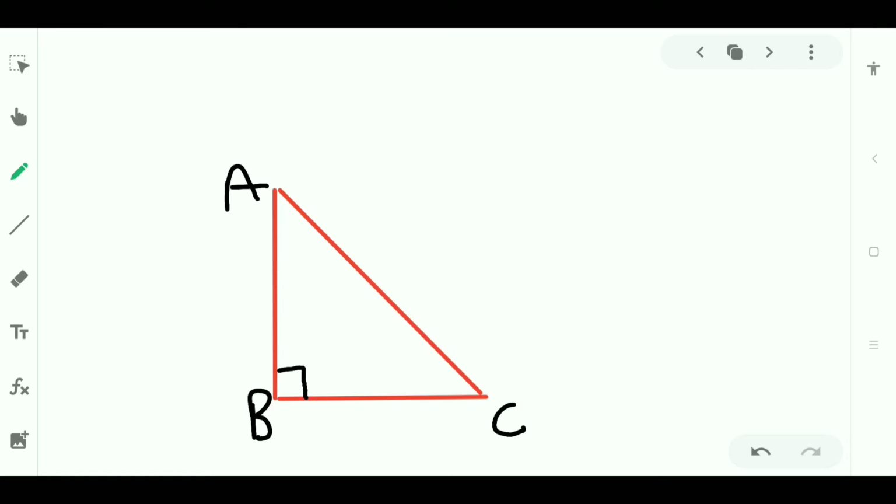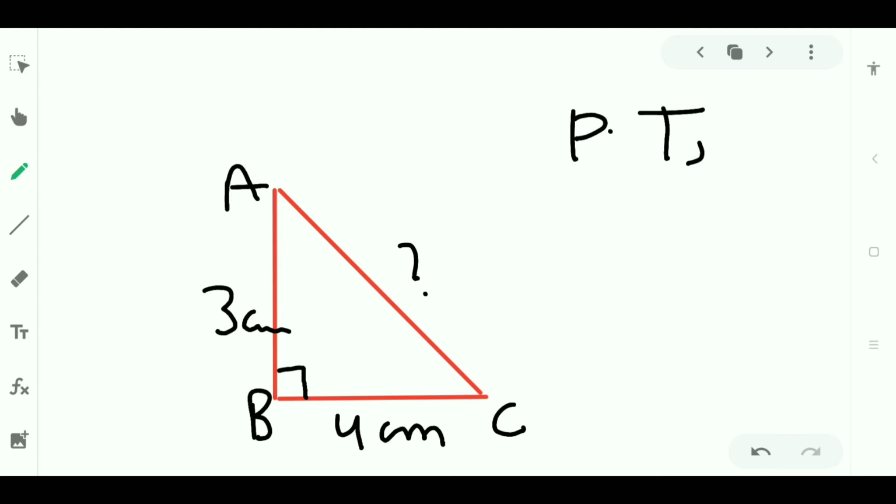Suppose AB is 3 centimeter, BC is 4 centimeter, and if we want to find AC, we can find it easily by applying the Pythagoras theorem. The Pythagoras theorem is nothing but hypotenuse square. Hypotenuse means the side which is opposite to the 90-degree angle. So AC is opposite to the 90-degree angle.